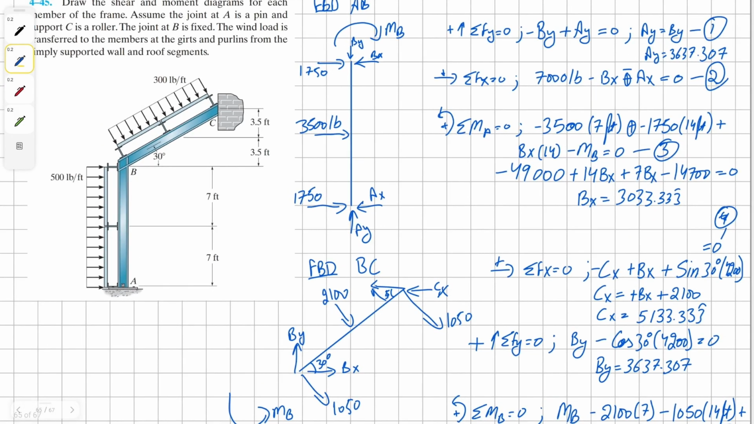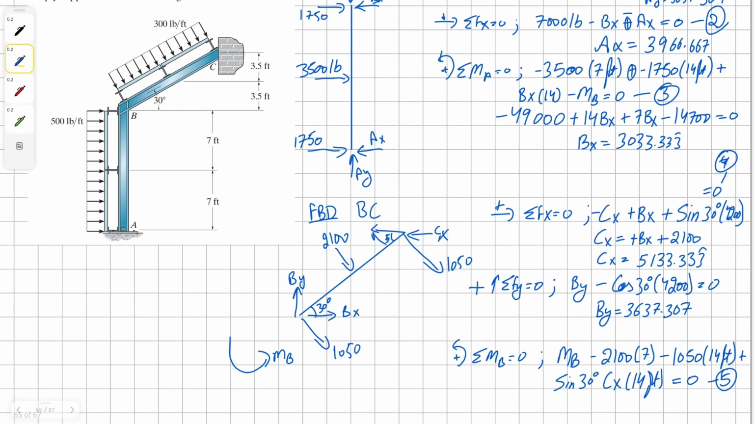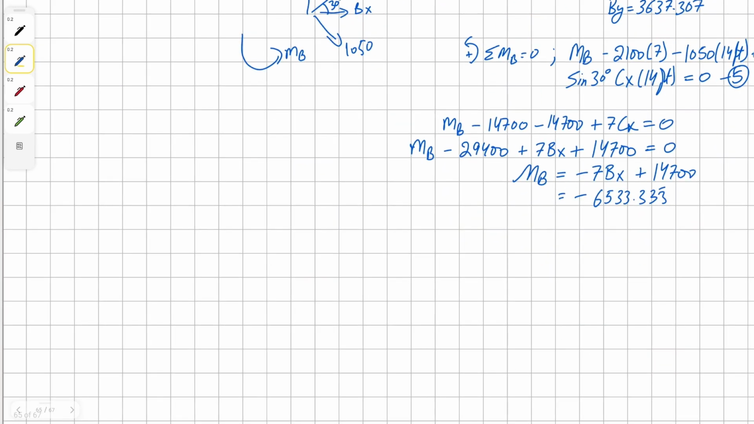And finally, we can plug the value of the Bx into equation 2. And we get the value for Ax as 3966.667. Now that we have all the required values, we can plug these values into our shear and moment diagrams and get our final solution for the problem. We are going to begin with the shear diagram.